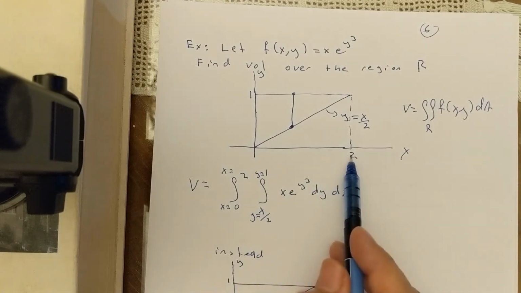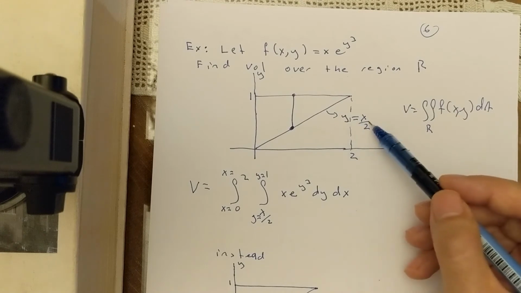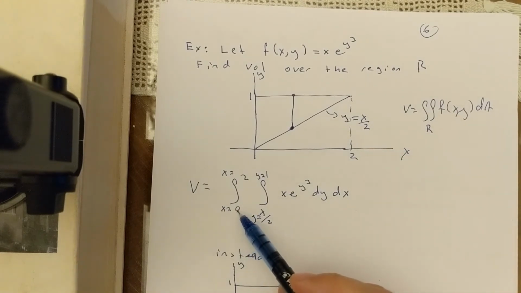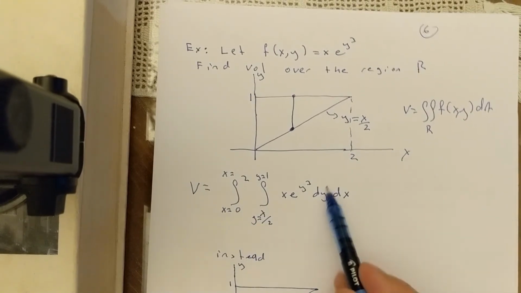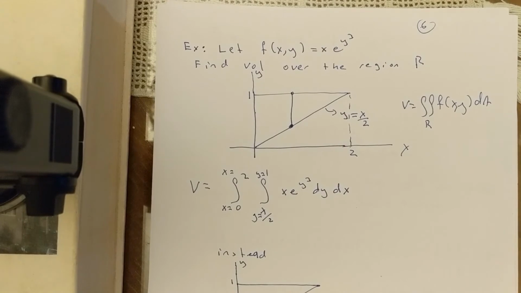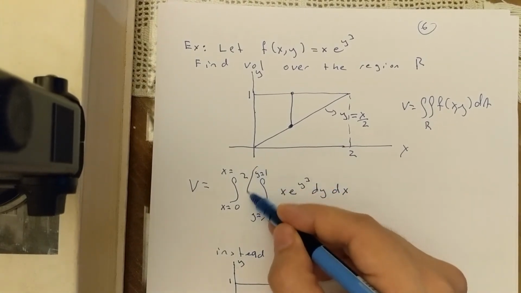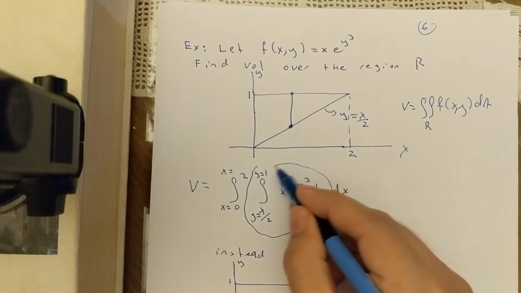They're going to intersect at 0 and 2, because y equals x over 2. When y is equal to 1, x is equal to 2. So x ranges from 0 to 2. Then we have the function f of xy, which was x times e to the y cubed. First dy, then dx. Which means we have to integrate this guy.